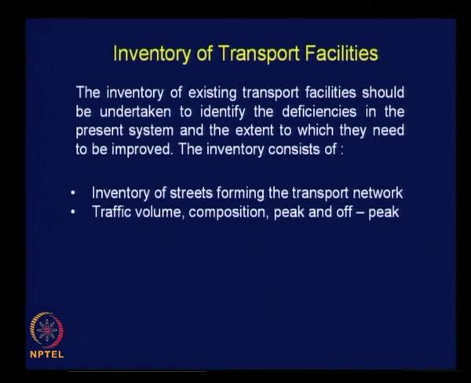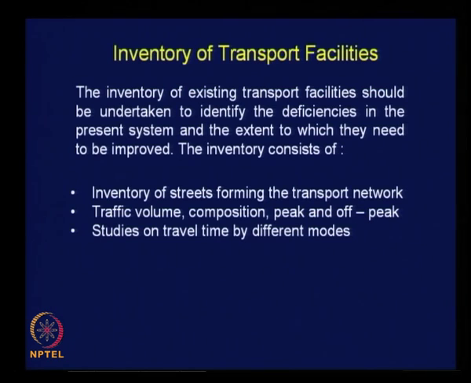So, once you collect information about traffic volume and composition at all the nodal points, at all the intersections, you will automatically get information about the traffic volume and composition for your links, right. So, traffic volume and composition information has to be collected at all the nodal points, both for morning peak, evening peak as well as off peak hours. Then studies on travel time by different modes, very important. You have to actually observe the travel time on all the links and the time required for crossing each of the nodes or intersection delays also ought to be collected. Okay.